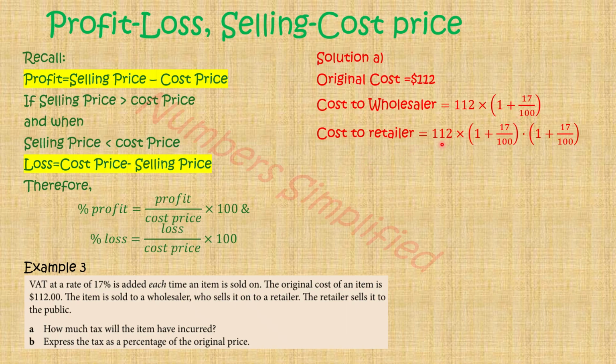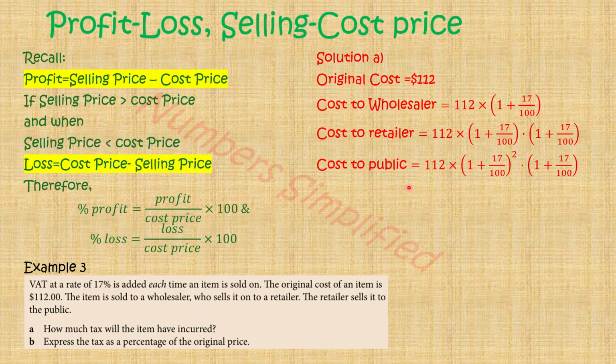So the cost to the retailer would be 112 times the tax amount, because each and every time the item is sold to another individual or entity, it pays tax of 17%. So we keep on adding that bit, 1 plus 17 over 100, because that ensures that we add the tax to the current price. Then the retailers would in turn sell it to the public.